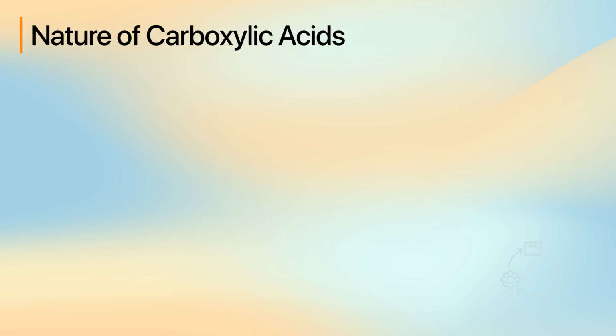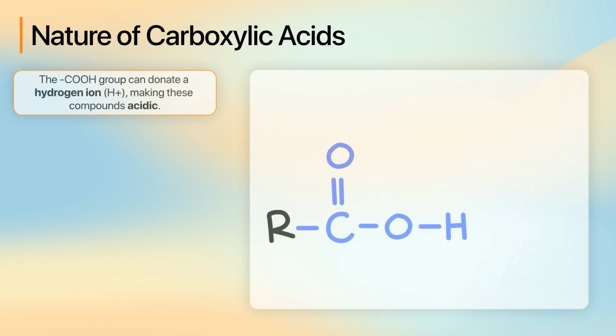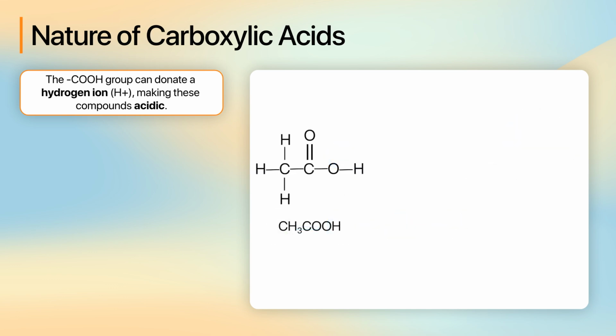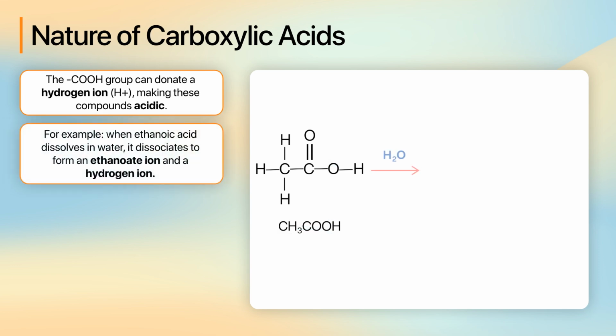One of the most important characteristics of carboxylic acids is their acidity. The COOH group can donate a hydrogen ion, H+, making these compounds acidic. Let us take the example of ethanoic acid. When ethanoic acid dissolves in water, it dissociates to form an ethanoate ion and a hydrogen ion.